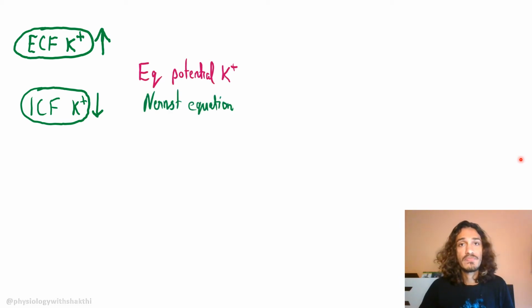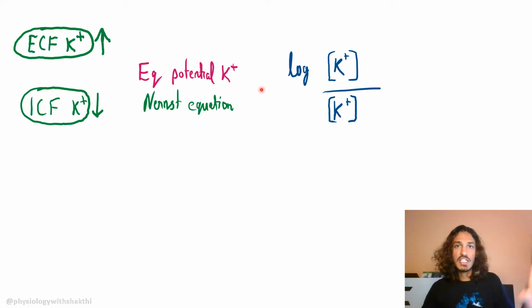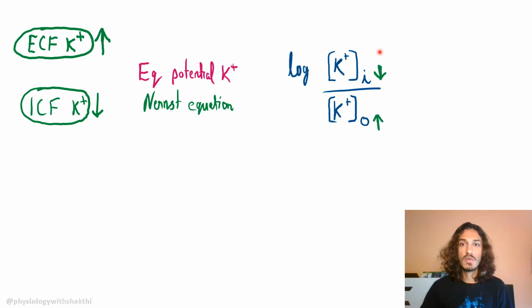So how do you calculate the equilibrium potential? That is with the Nernst equation. I'm just leaving out the initial part, RT by ZF, because those things are not changing over here. It's log of the concentration of potassium inside by the concentration of potassium outside. So what happened over here? The concentration of potassium outside increased slightly, but the concentration of potassium inside decreased. So this decreases, this increases.